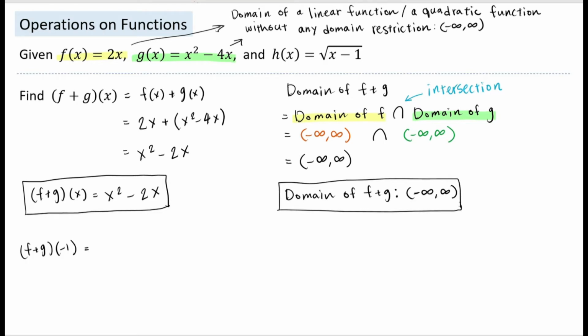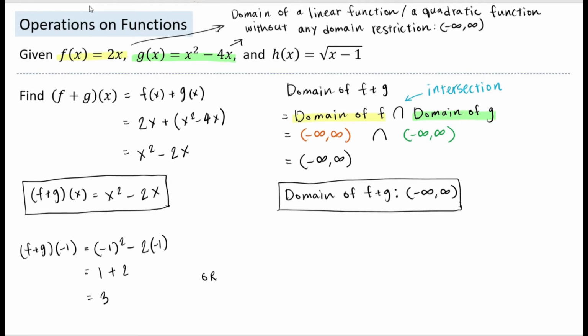Let's compute f plus g of negative 1. Using the equation we found, we have negative 1 squared minus 2 times negative 1. We get 1 plus 2, which is 3.